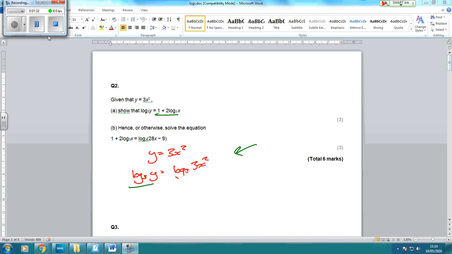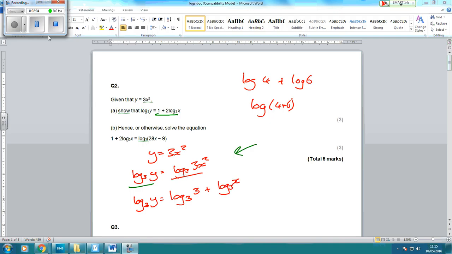we're going to need to split this up. Now we should know that log 4 plus log 6, if you've got two logs being added together with the same base, then you can actually say log of 4 times 6. That's another log law. So if we've got this here, we're going to do the reverse. So we've got log to the base 3 of y equals log to the base 3 of 3 plus log to the base 3 of x squared.